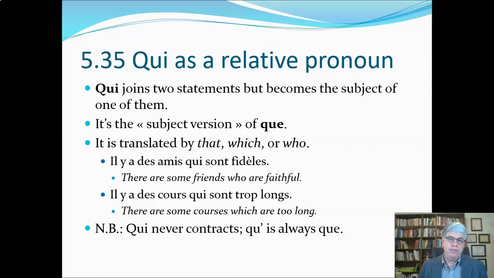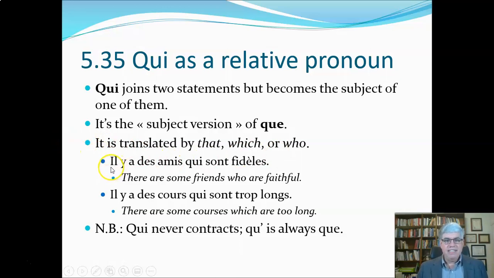Like que, qui joins two statements, but becomes the subject of one of them. It's the subject version of que. Whereas que replaces a direct object, qui is going to replace a subject. And so it's often translated by that, which, or who. Probably the most common is who, so on your flashcard, you could put that, which, or who, but underline the word who, because that'll be the most common translation.